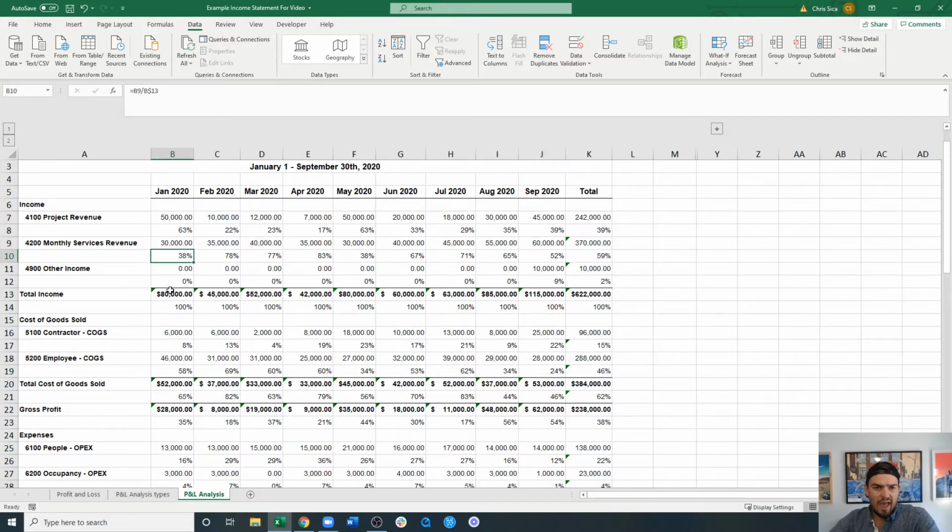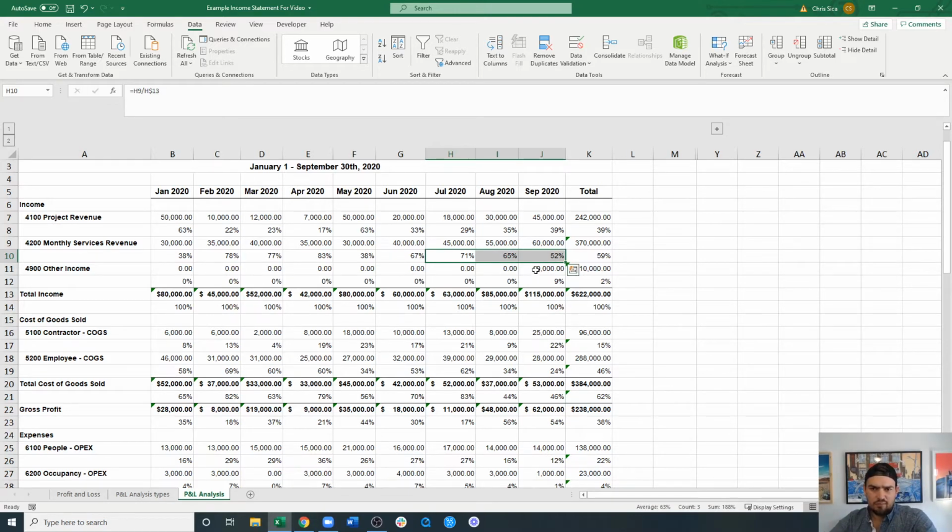Then we can look at monthly service revenue the same way and see what percent of revenue it made up. It's going to be the corollary for the most part to project revenue to get to that 100%. So 59% of revenue came from monthly services. Again, we saw it being about 64% in Q1, 63% in Q2, and 63% in Q4. So holding pretty steady there.